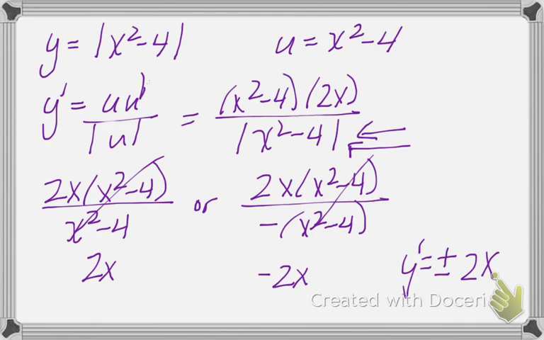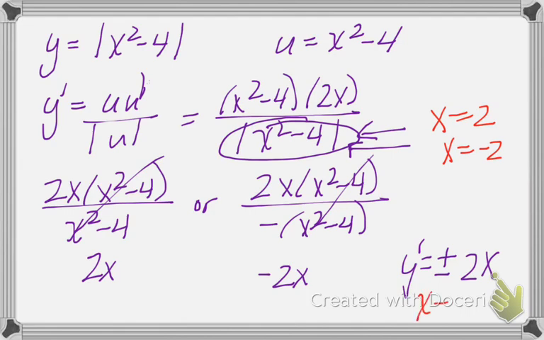But just keep in mind, going back and looking at the denominator here, are there any values that would make that undefined? Whenever you have fractions, you always have to be careful. And yes, if x equals 2, you have a problem because 2 squared is equal to 4. And if x equals -2, -2 squared is also equal to 4, so you'd get 0 in your denominator. So y prime is equal to plus or minus 2x, but x cannot equal plus or minus 2. And that would be your final answer for that.